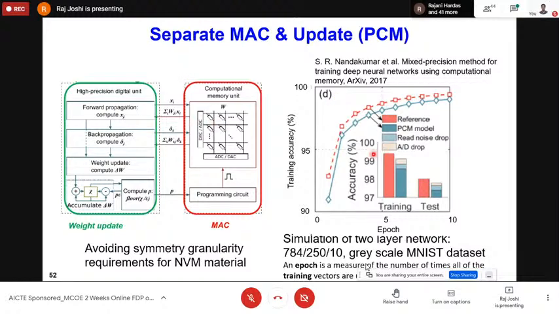So, using this example, you can see the training accuracy plotted against the epoch. Epoch is the number of times the samples are used. So you can get pretty close to the reference values. Okay, this red is the reference value, and this is the PCM model, which is used to generate this.